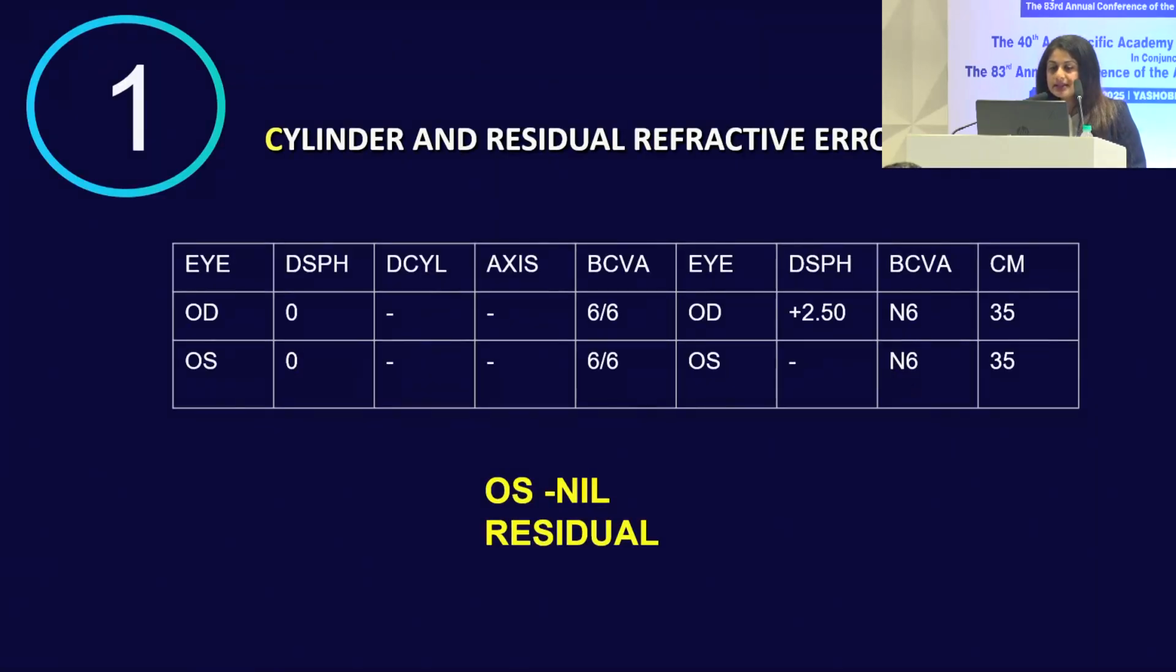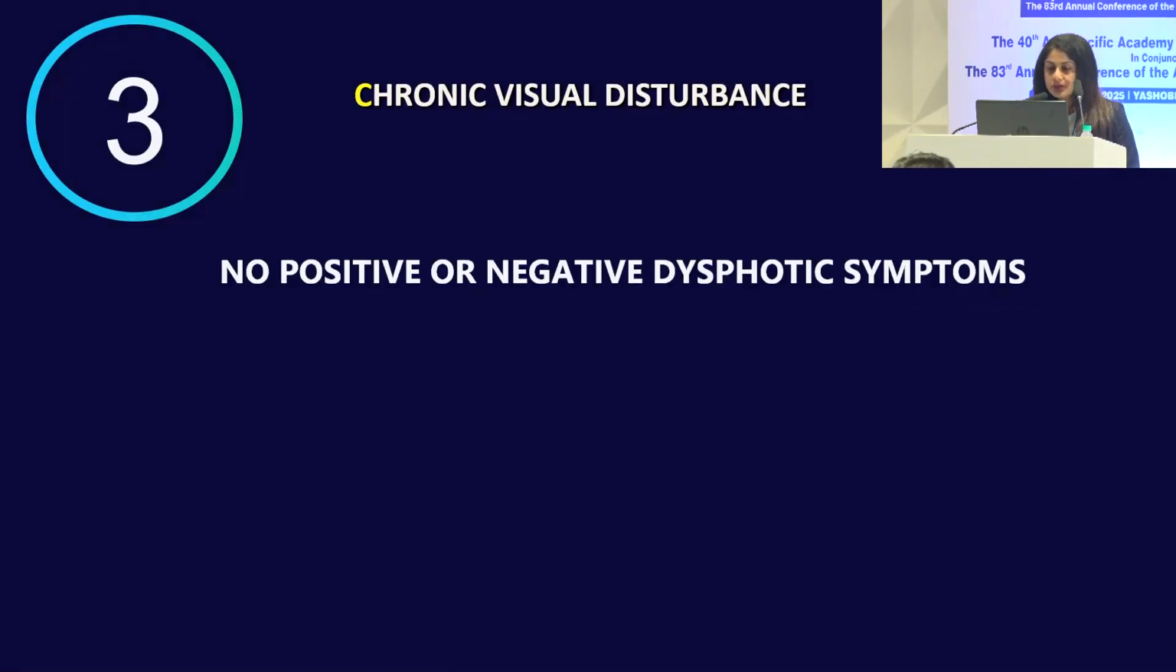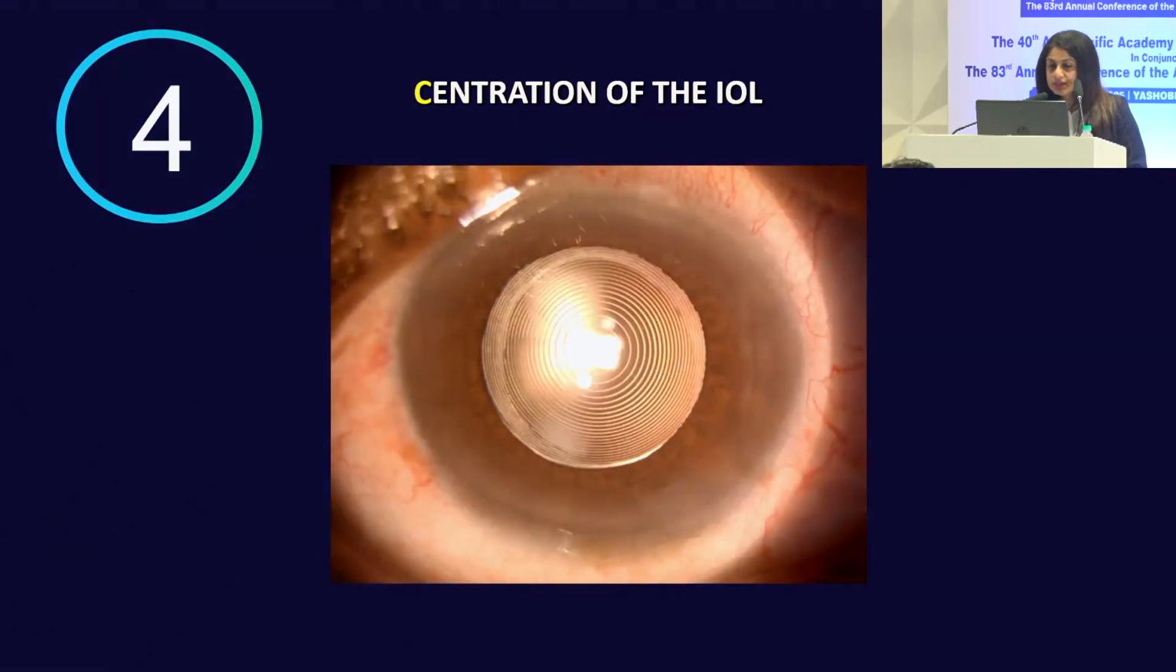Coming to the first C, that is cylinder and residual refractive error, as we can see, the patient had nil residual astigmatism. The second C, the cornea and the ocular surface disease. The Lipiflow was done and it shows a healthy ocular surface in her left eye. The third C, chronic visual disturbance. There were no positive or negative dysphotopsia symptoms. The fourth C is the centration of the IOL. Following surgery, the IOL was well centered and in close approximation with the capsular fornix.